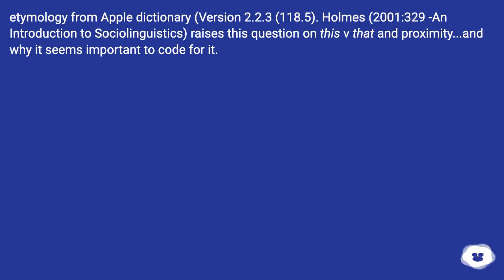Etymology from Apple Dictionary, version 2.2.3. Holmes, 2001, An Introduction to Sociolinguistics, raises this question on this, that, and proximity, and why it seems important to code for it.